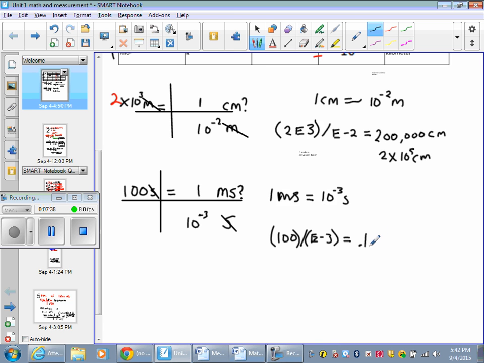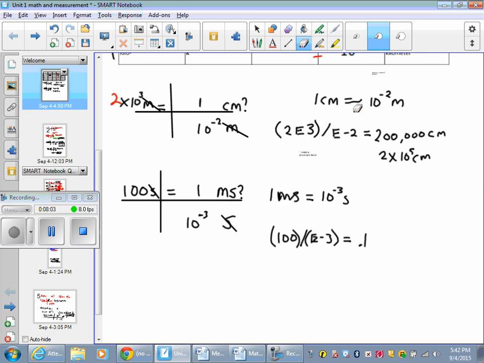millisecond. That doesn't make sense. What happened? You guys see what I did wrong? Oh, okay. Yeah, I multiplied in my calculator. That's dumb. 100 divided by, there it is, e negative 3. All right. There we go. That's more like it. Why did I get 0.1?